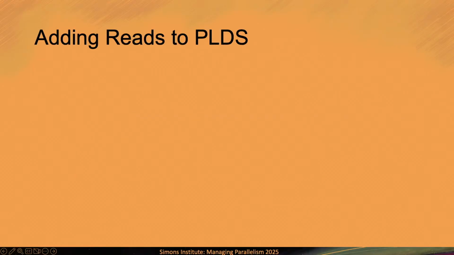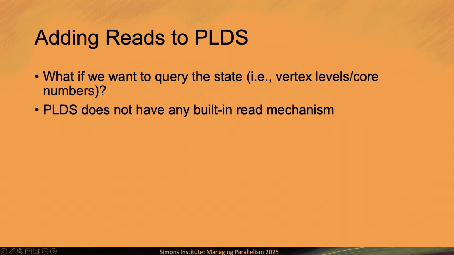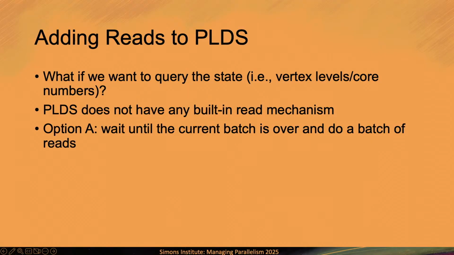Okay, so let me just summarize that intuition. So a number of problems is, what if we just want to query the state? So some approximate core number whenever we want. Not at the end of the update, we just want the approximate core number when we want it. Maybe in the middle of a batch of updates. So this previous parallel LDS algorithm doesn't have a built-in read mechanism.